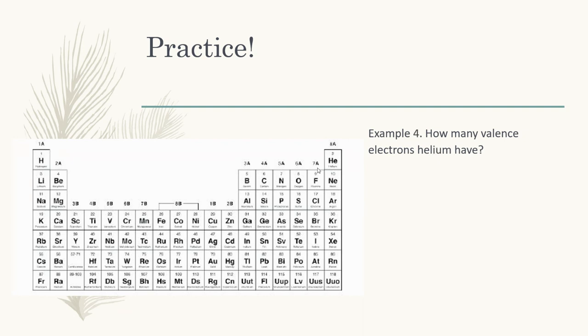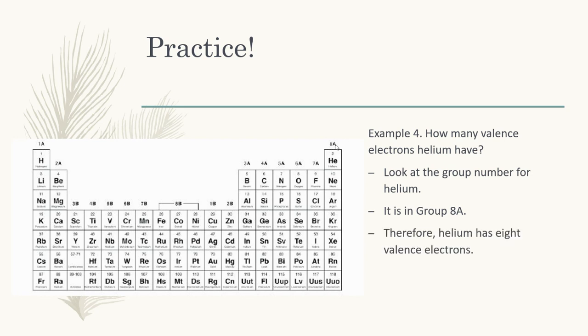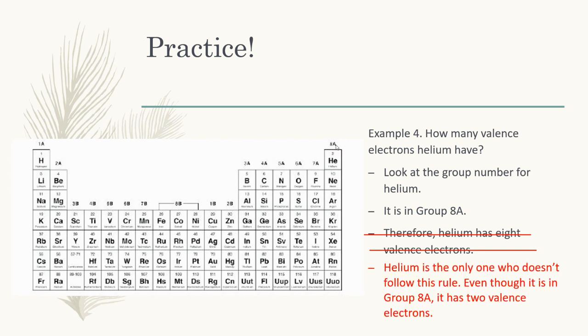Now, what about helium? If we look, find the group number for helium. Helium's right here. It's in group 8A, which you might think means helium has 8 valence electrons, except helium is the only one that doesn't follow this rule. Even though it is in group 8A, it has 2 valence electrons. So don't let that question trick you up.